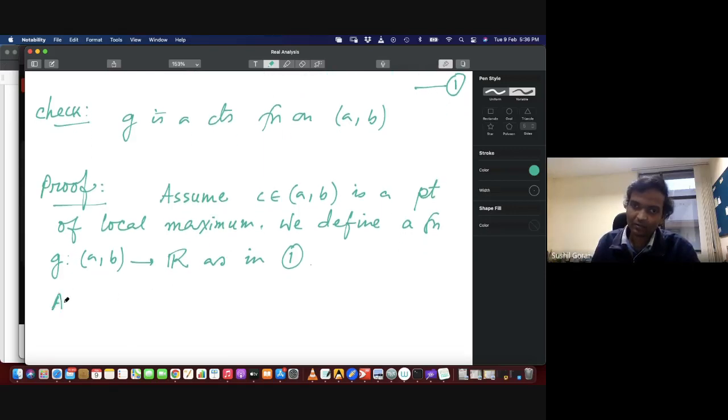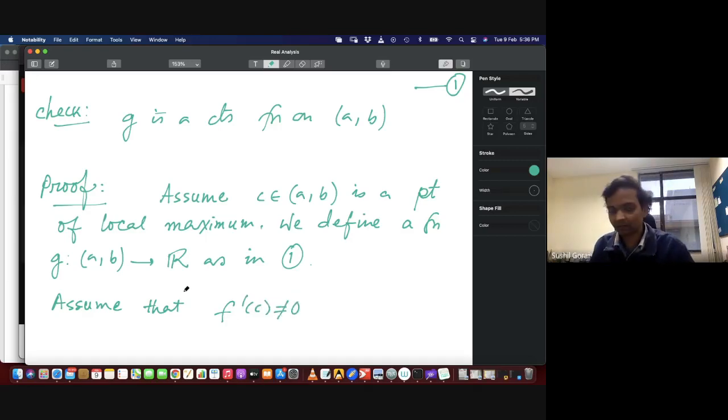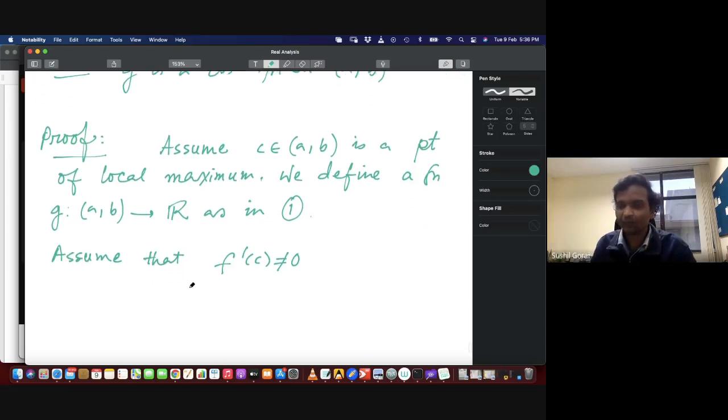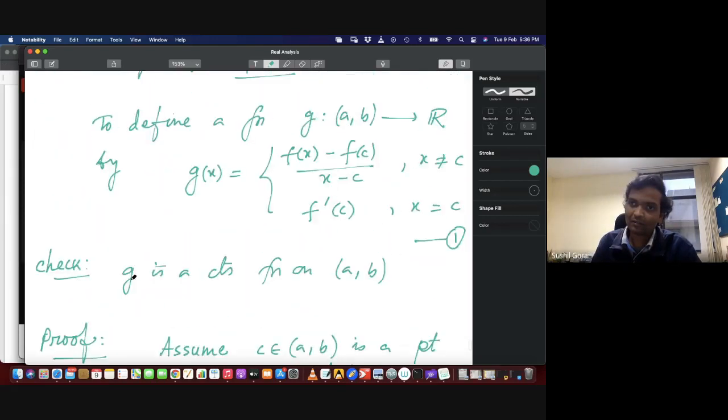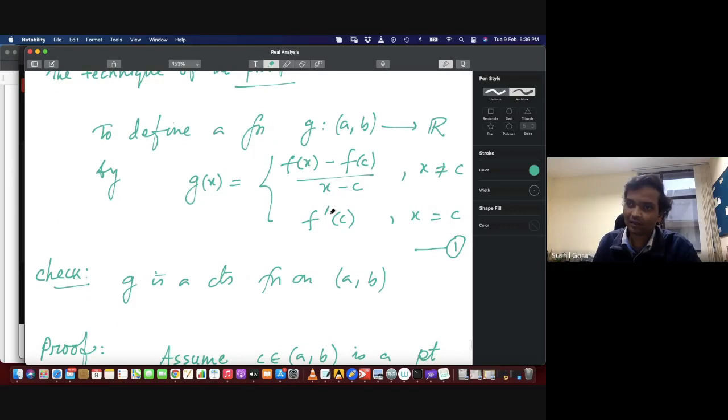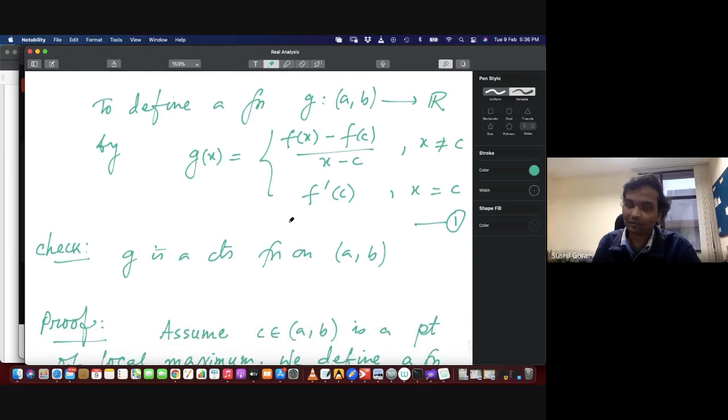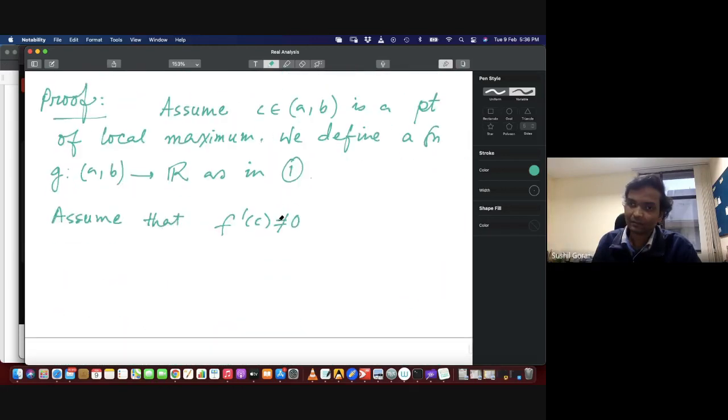So assume that f prime c is not equal to 0. We want to arrive at a contradiction. Right? We have to show f prime c equal to 0. So assume f prime c is not equal to 0. And what is f prime c? It is g of c, right? At x equal to c, the value of g is f prime c.